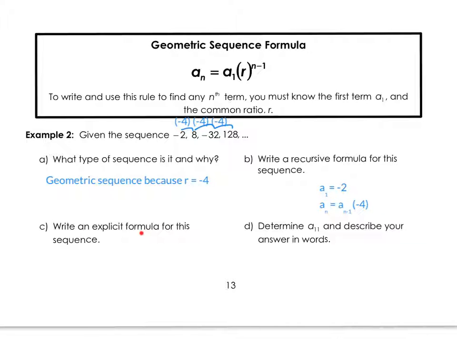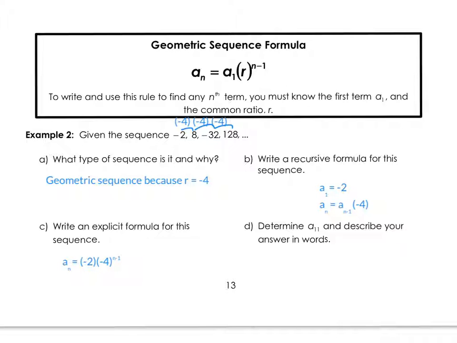Then it says write an explicit formula for this sequence. Well, now I'm going to use that formula that's in the big box above. So to find a sub n, I'm still going to write a sub n, and remember that these should be used for any term, so I don't need a previous term, just one explicit easy equation. So a sub 1, which was -2 here, so I'm going to put that in for a sub 1, times r, which is the common ratio of -4, and then raised to the n minus 1 power.